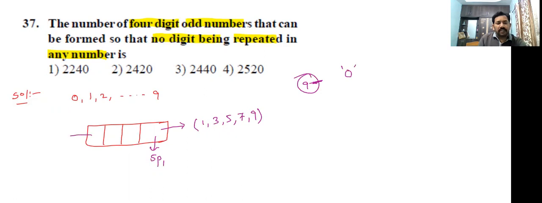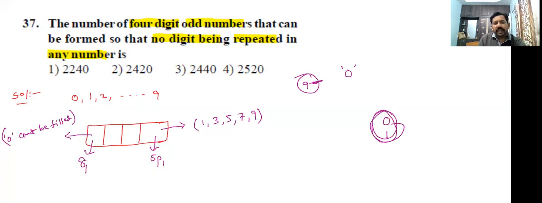So in the thousands place, 0 cannot be filled. That means what can we fill? The thousands place cannot be filled with 0. One number is completed in the unit place. For suppose I am taking 1. Overall, 2 digits are completed. How many digits remain? 8 digits. Out of 8, take any one. That should be 8p1 ways.